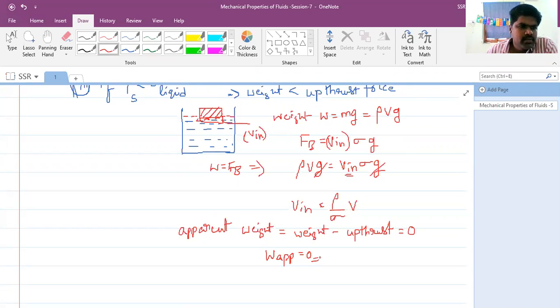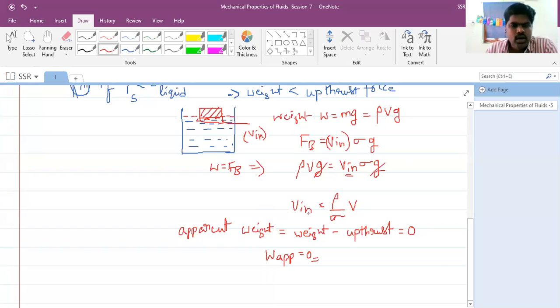At this equilibrium, for a floating body, the weight of the body is simply balanced with the buoyancy force. Weight of the body is equal to buoyancy force. Are you clear up to this? So this is translational equilibrium for the flotation.